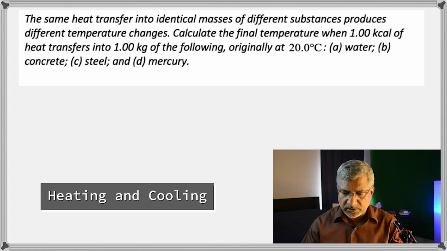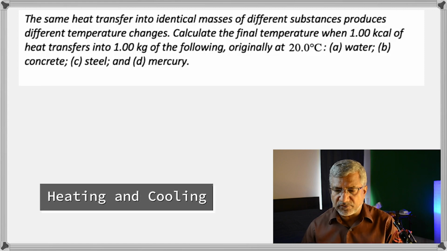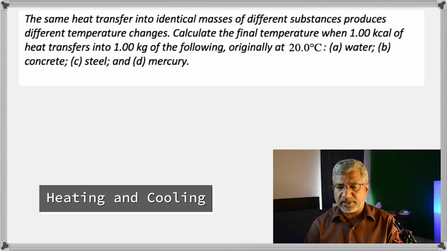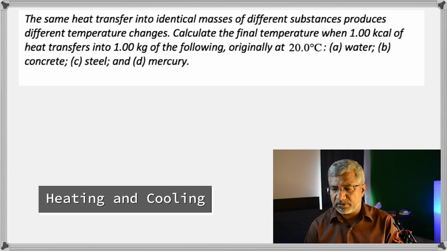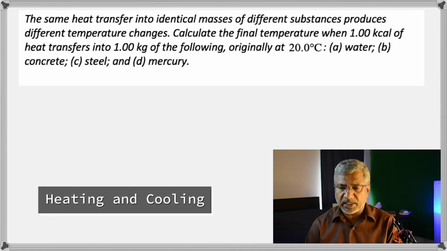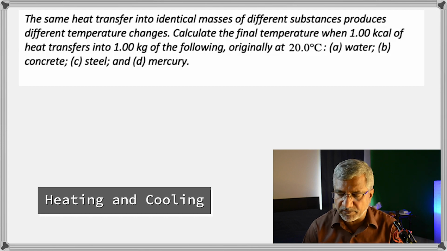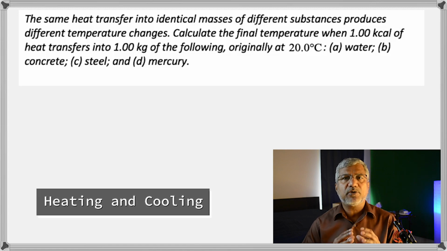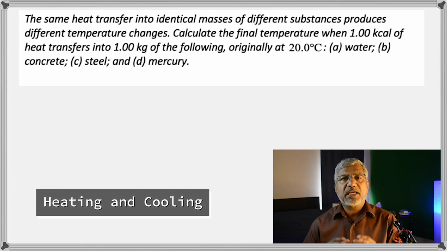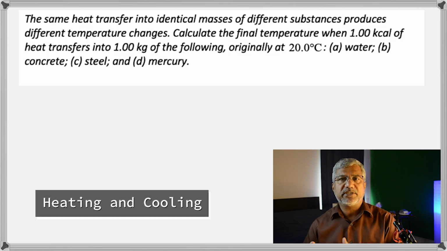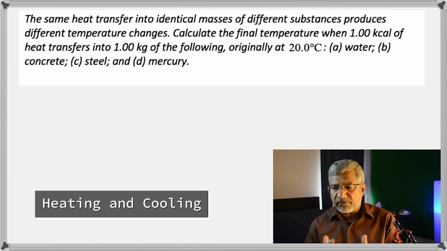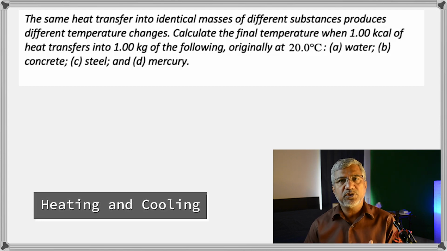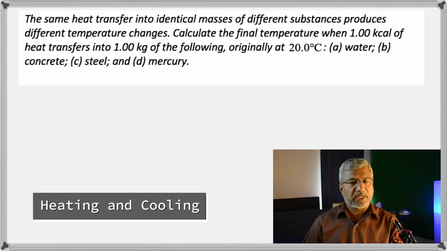Moving on to the second one. The same heat is transferred into identical masses of different substances and produces different temperature changes. Calculate the final temperature when 1 kilocalorie of heat transfers into 1 kilogram of the following, originally at 20 degrees Celsius. So what you have is 1 kilocalorie of heat. See, kilocalorie is a practical unit of heat. And if the quantity of heat is given in kilocalories, then the specific heat used must also be in kilocalories.